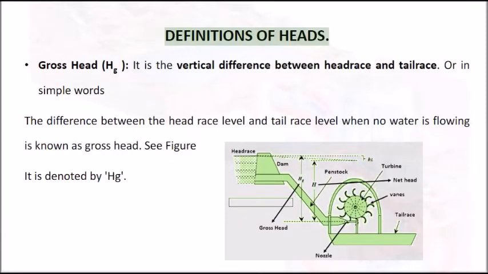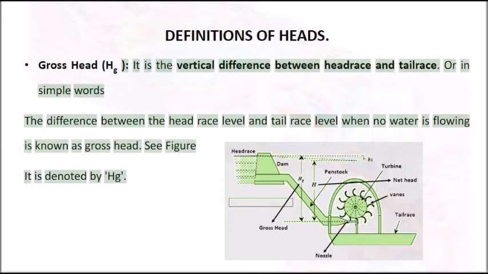Definitions of heads. Gross head, H_G. It is the vertical difference between head race and tail race. Or in simple words, the difference between the head race level and tail race level when no water is flowing is known as gross head. See figure, it is denoted by H_G.